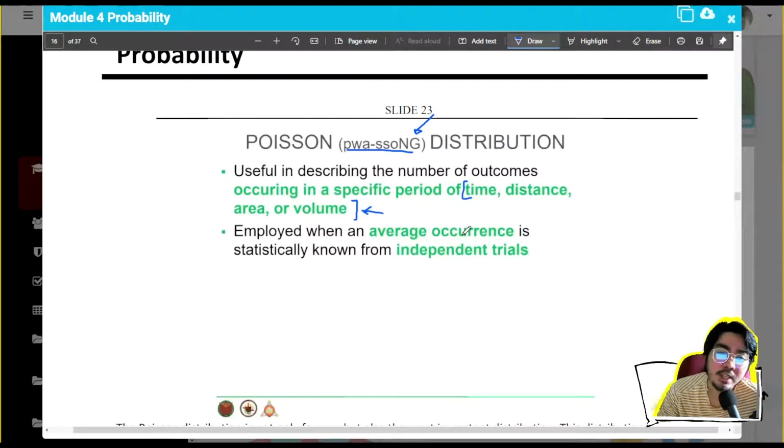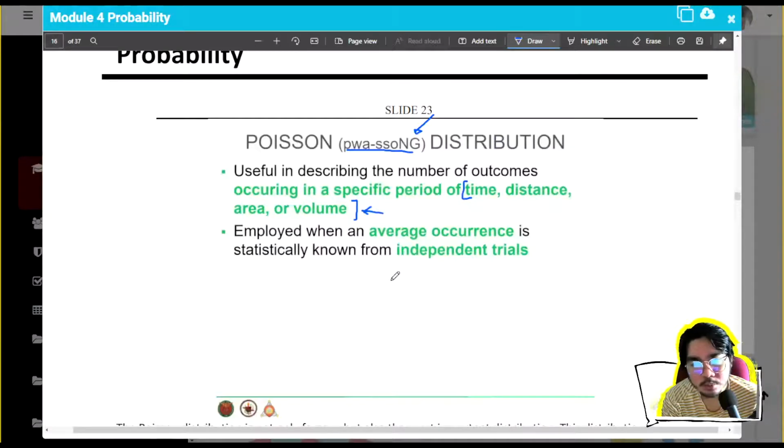Ito gagamitin natin when we are trying to do Poisson distribution, no? So it is employed when an average occurrence is statistically known, no, from independent trials. So kumbaga previously established na siya. Okay?